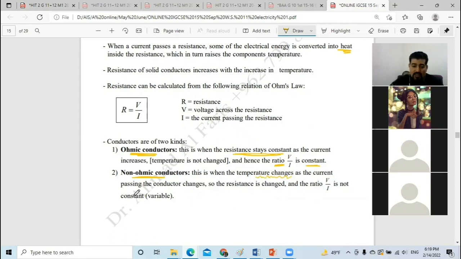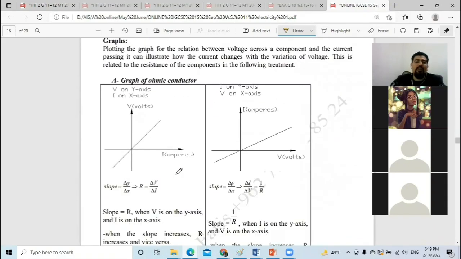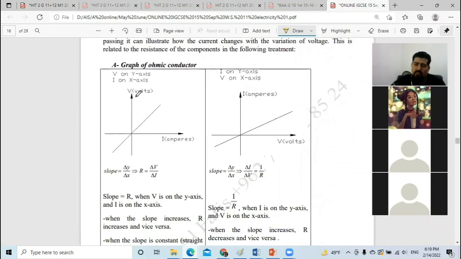But for a non-ohmic conductor, as the temperature changes, what happens to the resistance? The resistance changes, so the ratio is not constant. What do I mean by ratio? Look here. For ohmic conductors, if I plot a graph between voltage and current, I will find a straight line, like Hooke's law. Do you remember when there's a straight line? It is a straight line if it's an ohmic conductor. That means the gradient of this line, which is V over I, the change in voltage divided by the change in current, remains the same value, which is R. So R is constant.